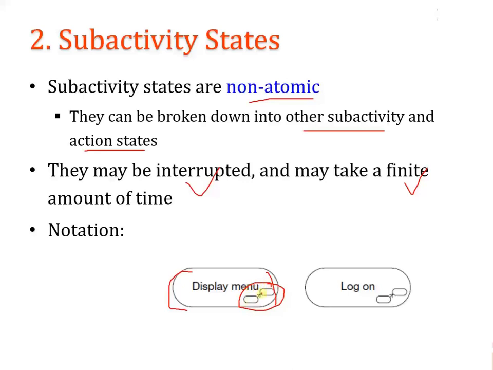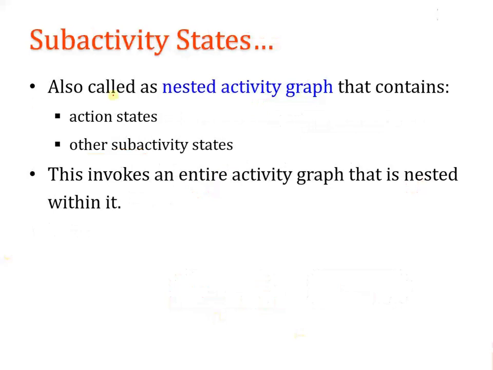So this is used to say display menu is not an action, but it has many other actions inside it. That is, it is a sub-activity state. This is also called a nested activity graph because it may contain action states, and even a subactivity state may contain some other subactivity states inside it. This invokes the entire activity graph that is nested within it.